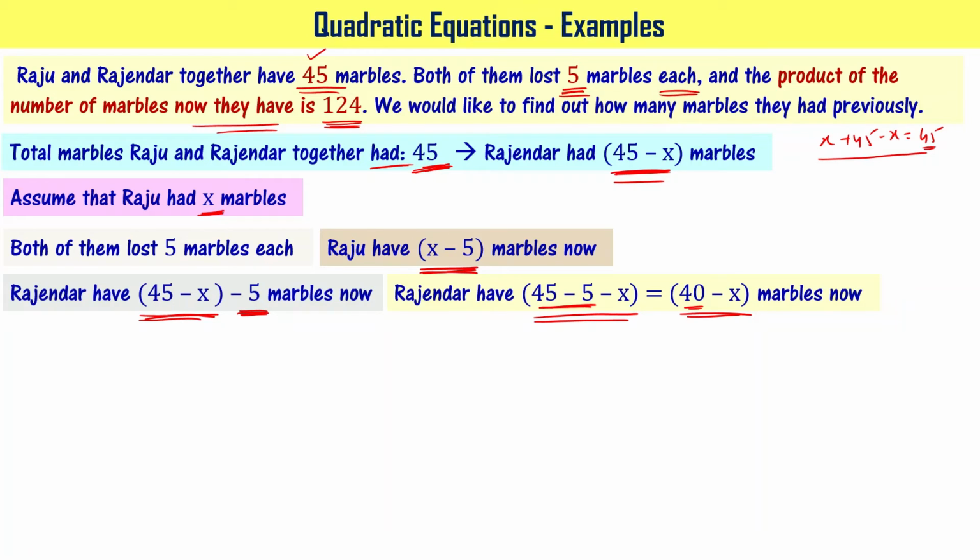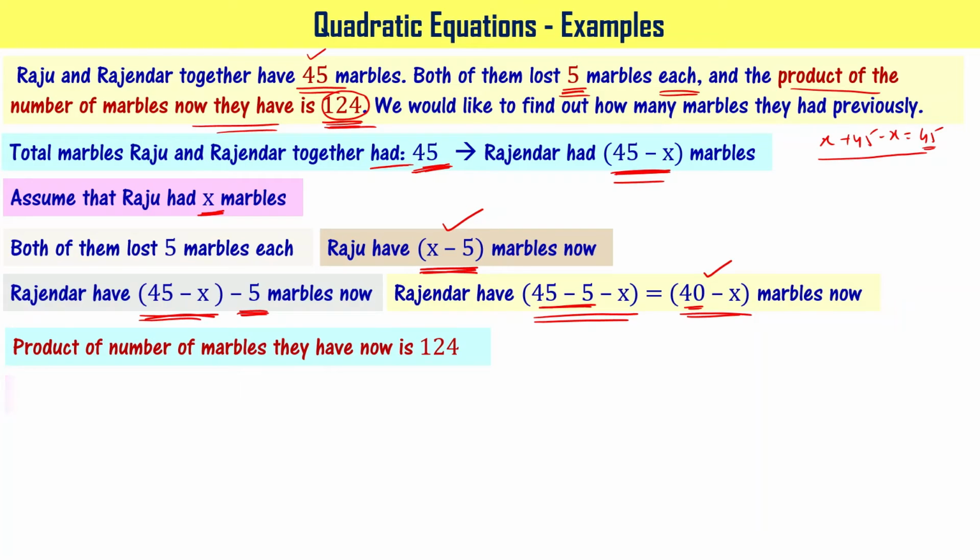Now, the third statement says that the product of the marbles they have now is 124, right? It means when I multiply X minus 5 with 40 minus X, I'm going to get 124, right? Product of number of marbles they have now is 124. For that reason, let me write the equation as X minus 5 times 40 minus X equal to 124, right?